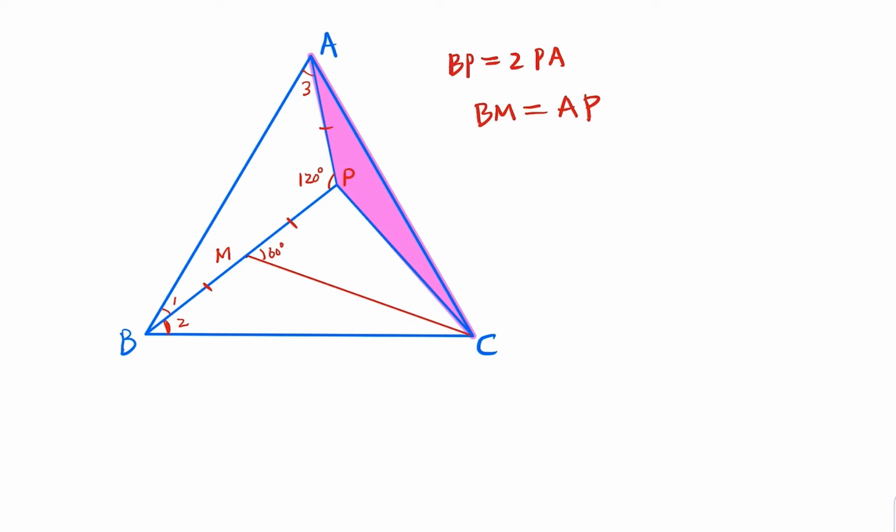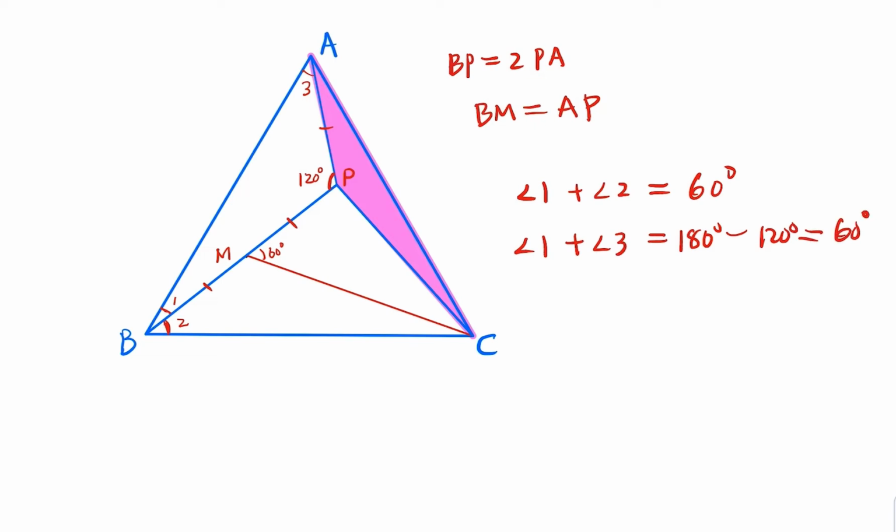Now, another thing is, let's look at the angles as marked here, because ABC is a regular triangle, which means angles 1 and 2 add up to 60 degrees. And since this is 120 degrees in this triangle here, 1 and 3, the remaining two angles, add up to 180 minus 120. That's 60 degrees also. Which means angle 2 is congruent to angle 3.